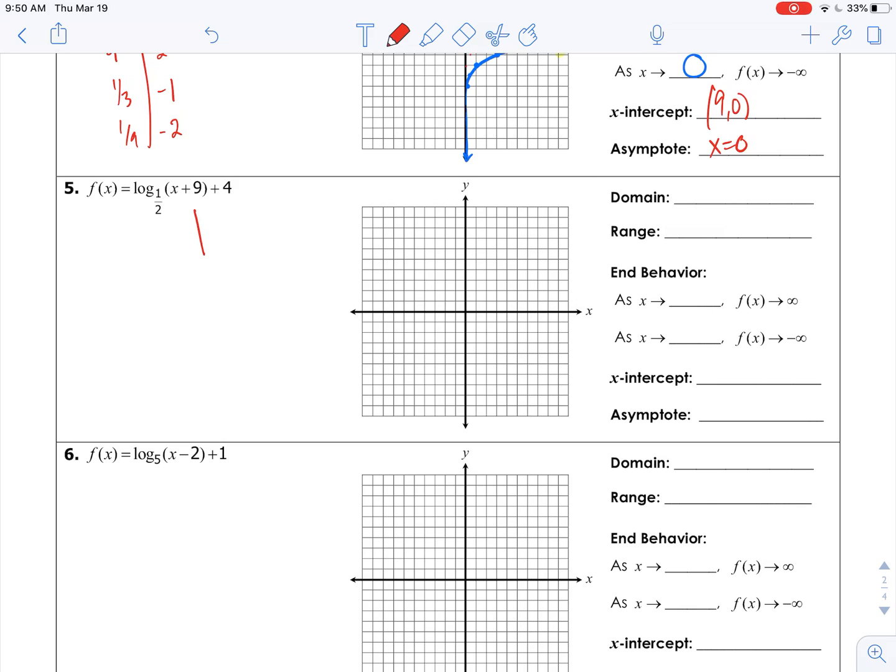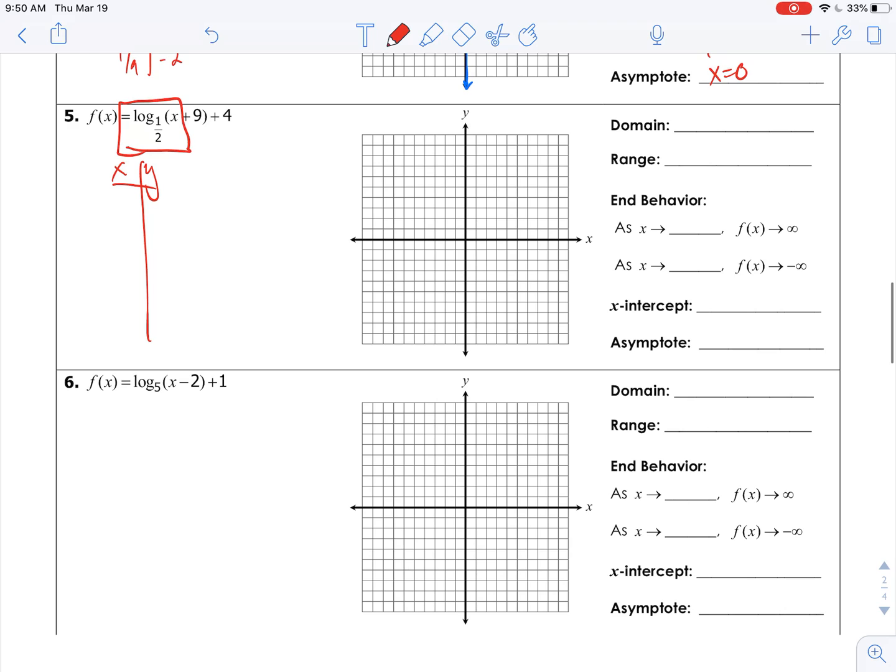Remember, in the parentheses, it's going to be opposite. Outside the parentheses is the same. And for your XY table, you just want to graph this part first and then do the transformation. So number 6, we would just do this part first and then do the transformation of right 1.